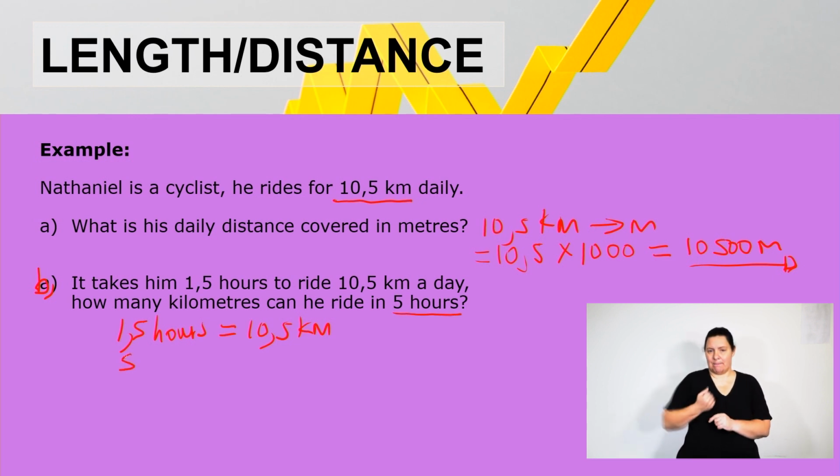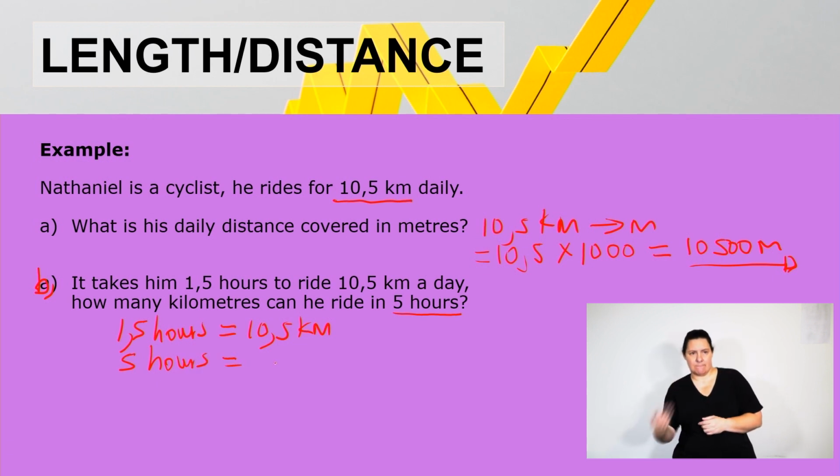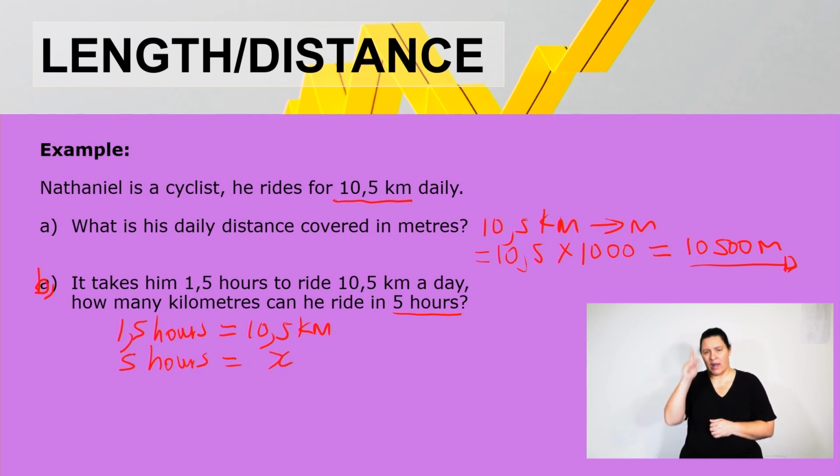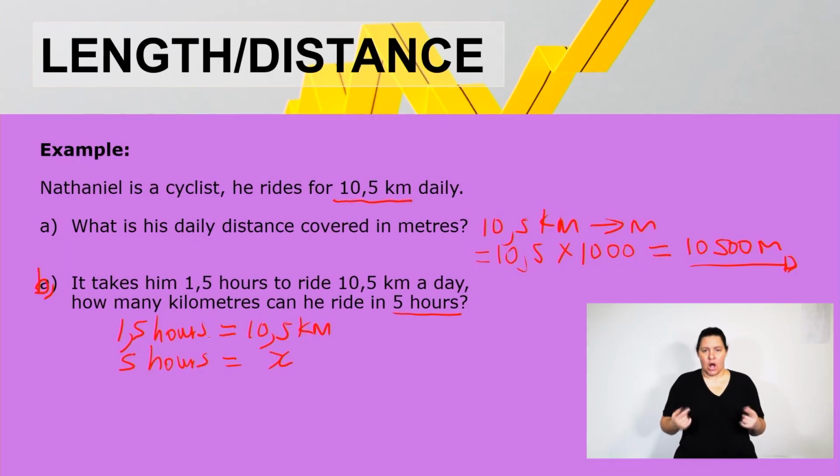We keep units that are the same on the same side, so hours will go this side. And here, because we are looking for the number of kilometers, we can refer to it as x, which represents the unknown value. Then we're going to cross multiply. The hours will cancel each other. Then we say 1.5 times x, it gives us 1.5x. Then 5 multiplied by 10.5. Help me calculate this one.